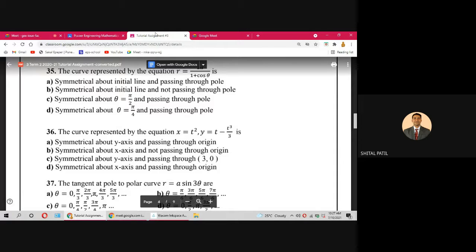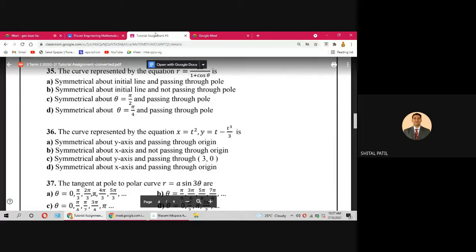Okay, next question. Question number 36. Parametric curve. So again, x equal to t square, an even function. Y equal to t, odd powers, t raised to 1 and t cube, odd powers in case of y, therefore an odd function. X is even, y is odd function. So symmetry about the y axis. So option A may be correct or C may be correct. B and D cannot be correct.